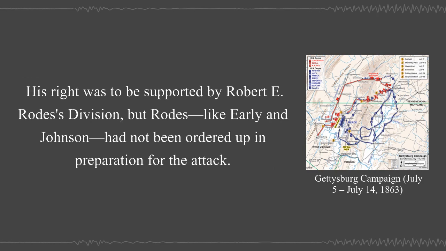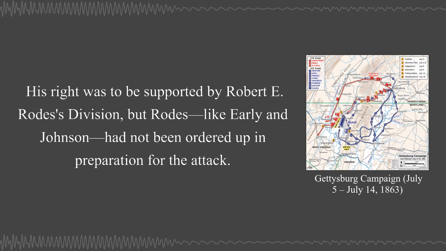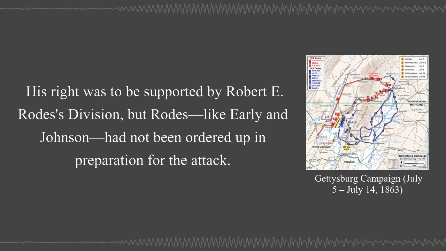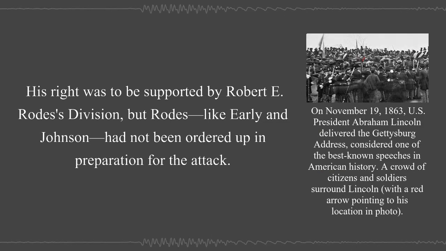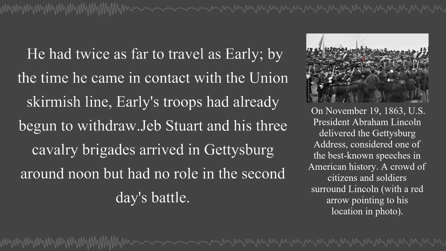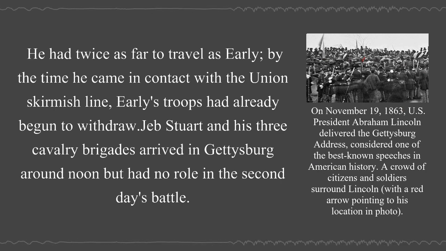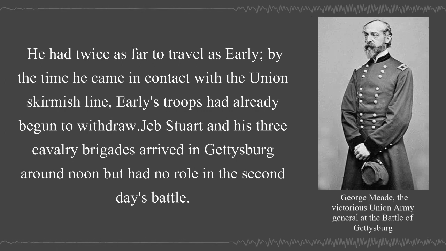His right was to be supported by Robert E. Rodes's division, but Rodes, like Early and Johnson, had not been ordered up in preparation for the attack. He had twice as far to travel as Early. By the time he came in contact with the Union skirmish line, Early's troops had already begun to withdraw.